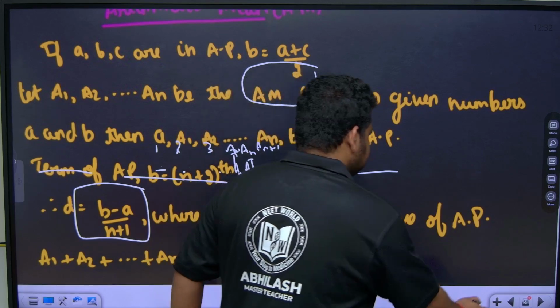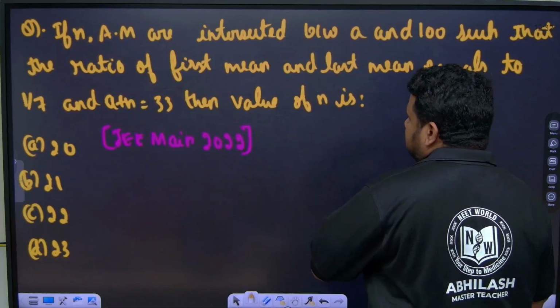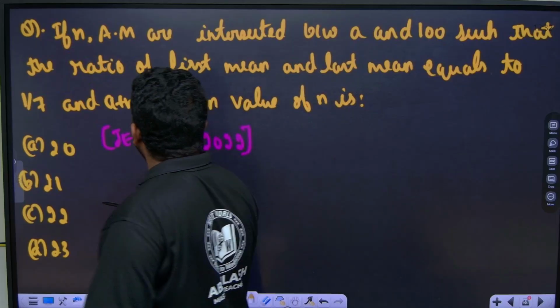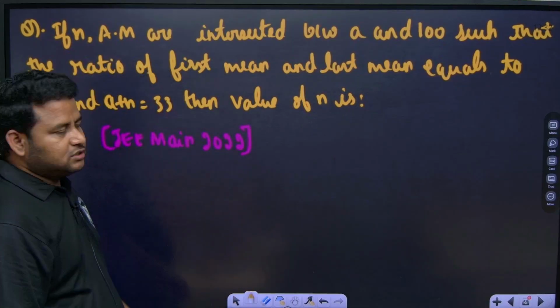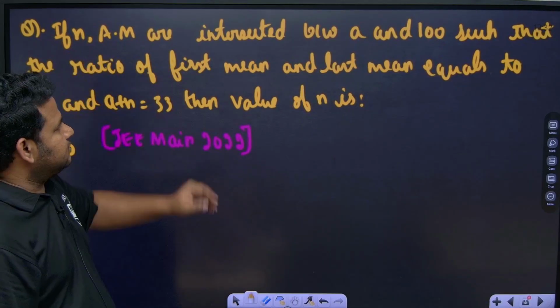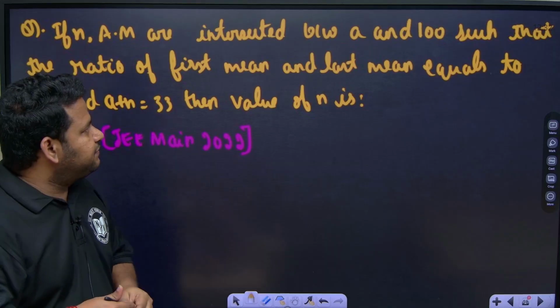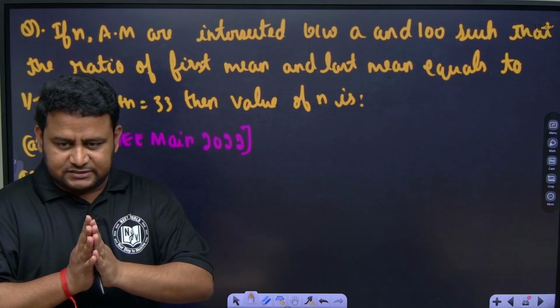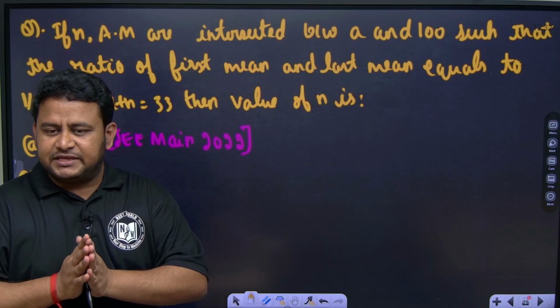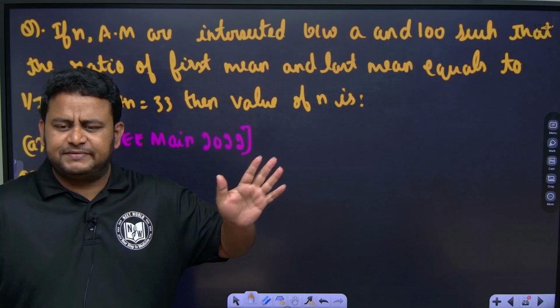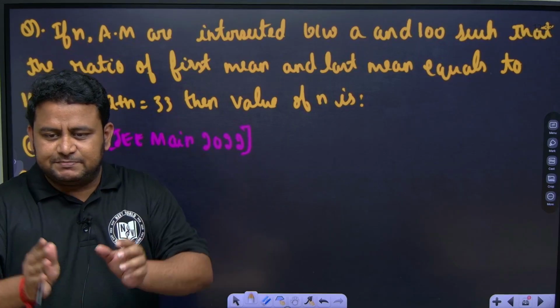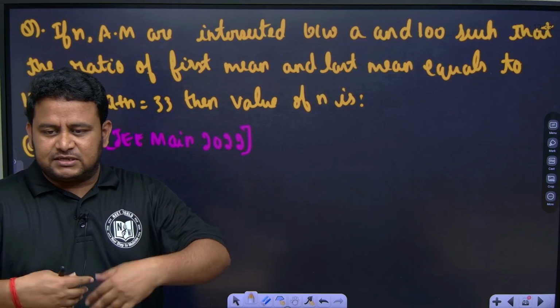Okay, let us proceed. Based on this, we will solve some questions. If n arithmetic means are inserted, so inserted means what? Suppose they give two numbers, and between them they say some number of arithmetic means are inserted. Inserted means between them they will place some number of arithmetic means.